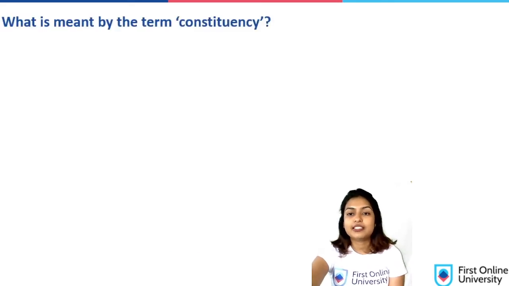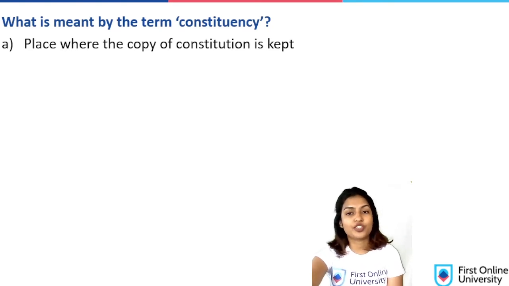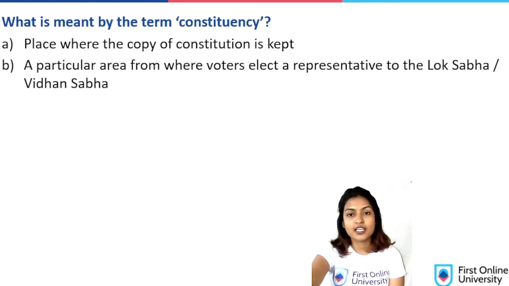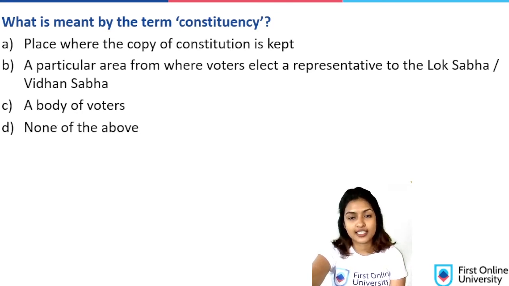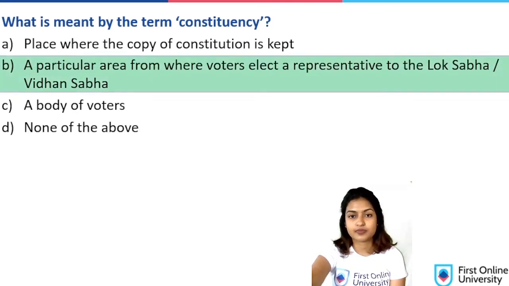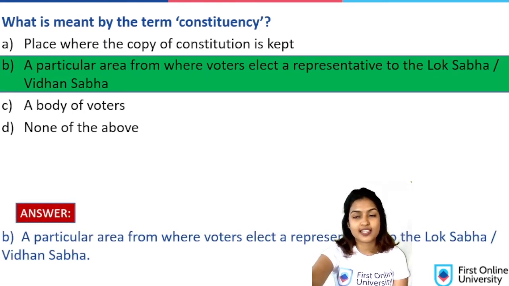What is meant by the term constituency? A. Place where the copy of constitution is kept. B. A particular area from where voters elect a representative to the Lok Sabha or the Vidhan Sabha. C. A body of voters. D. None of the above. The answer is B. A particular area where voters elect a representative to the Lok Sabha or Vidhan Sabha.